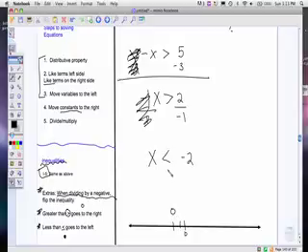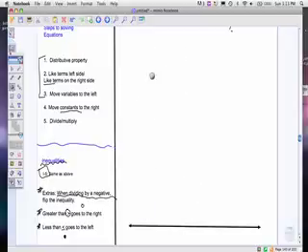So when I graph that, start at negative 2. Since it doesn't have an equals to sign underneath, it's an open circle. And less than goes to the left.